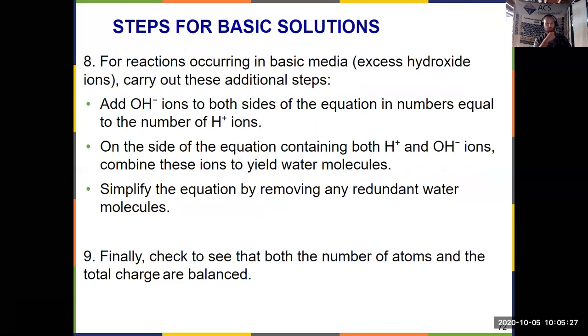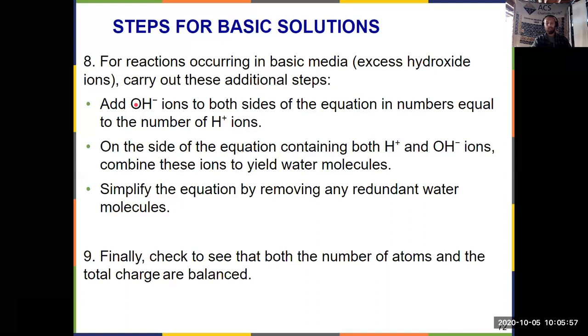Then we finish with rules 8 and 9. Okay. Rule 8 is only necessary if you are asked to balance something in a basic medium. So if you are told you're balancing a redox reaction in an acidic solution, then you ignore rule 8 altogether. But if you're asked to balance something in a basic solution, rules 1 through 7 are the same. Get your overall balanced reaction.